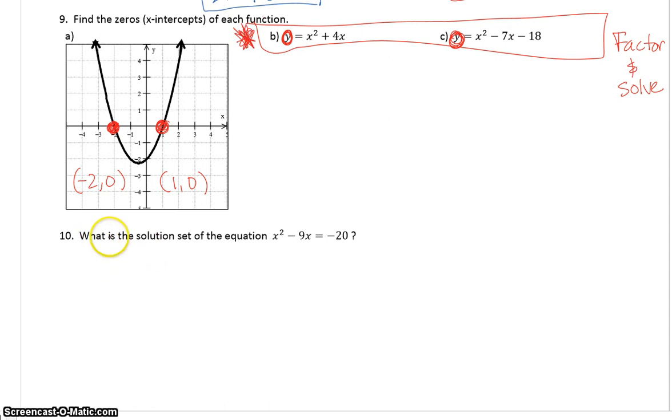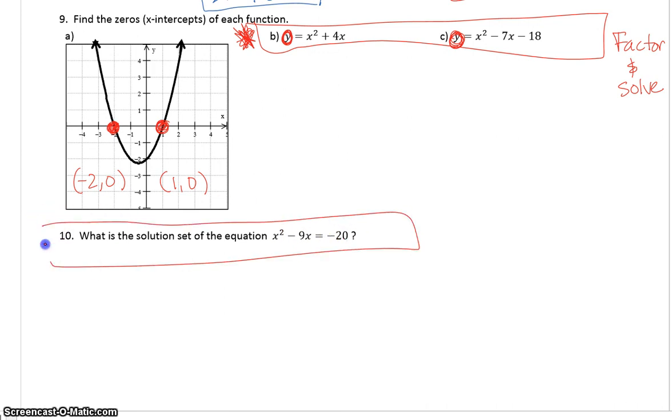And then number 10, what is the solution set of the equation x squared minus 9x minus 20? Again, I'm going to have you do this for tomorrow. Okay? Make sure that you get this set equal to 0 first, and then factor and solve.